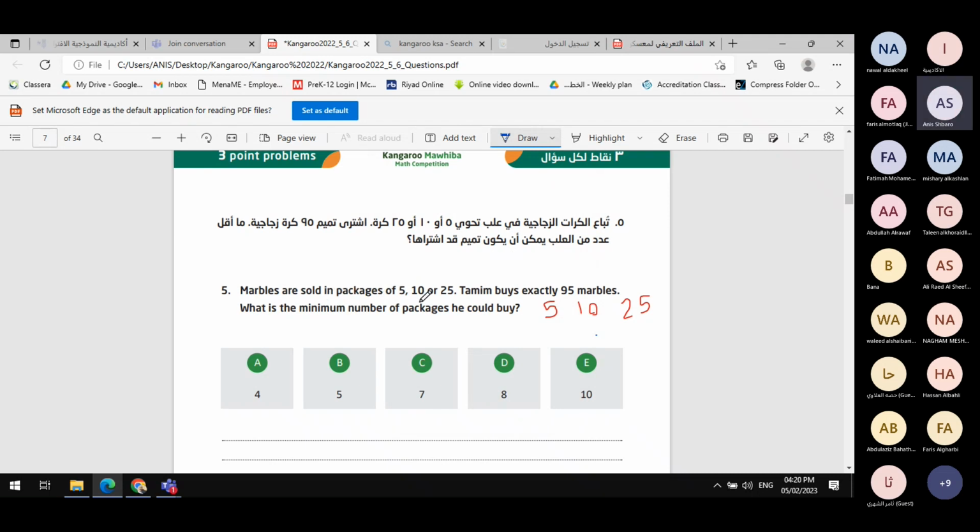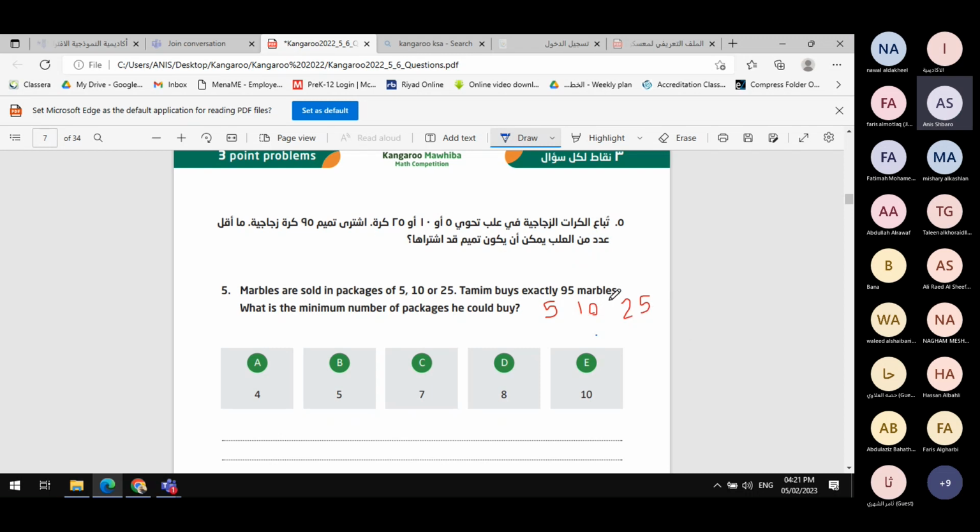We know that the marbles are sold in packages of 5, 10, 25. On our draft, we're going to type 5, 10, 25. And I know that Tamim buys exactly 95 marbles. So what is the minimum number of packages he could buy? In case they ask you about the maximum number of packages, of course, you're going to say 5, 5, 5 till 95, so you multiply it by 19. But they want the minimum number. So start with the biggest one.